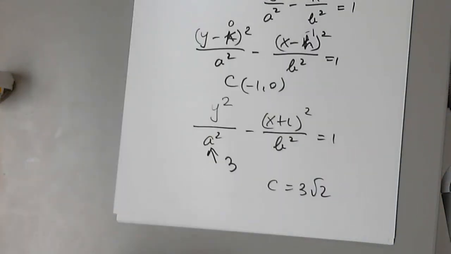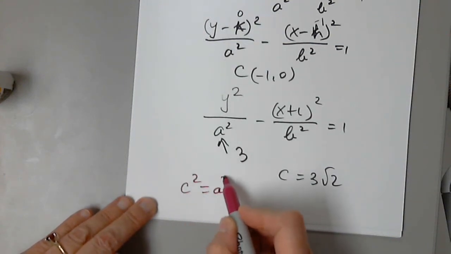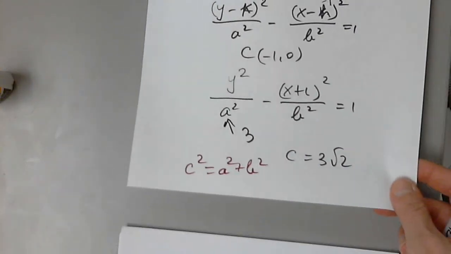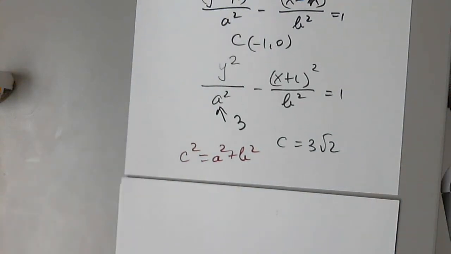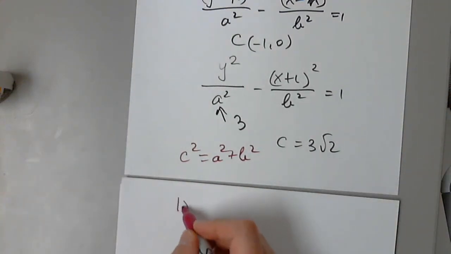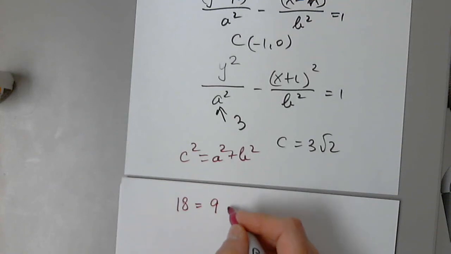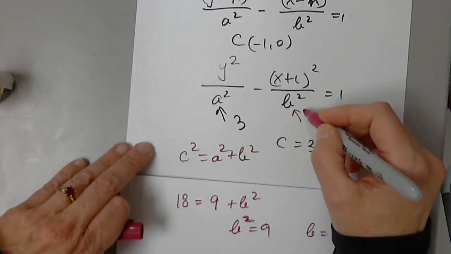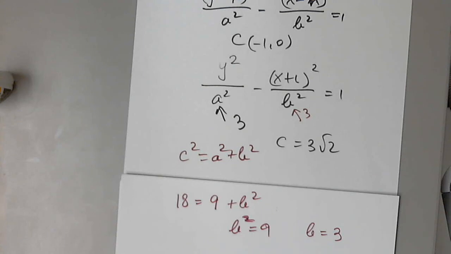If that's the case, and knowing that c squared equals a squared plus b squared, from here we will be able to determine b. So when I square 3 square root of 2, I get 9 times 2, which is 18. A squared is 9 plus b squared. So then b squared equals also 9. So b equals 3. So it happens that that rectangle is actually a square.